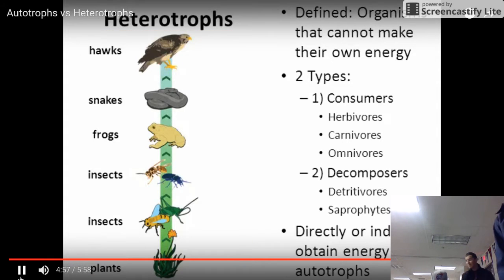So whether the heterotroph feeds directly on plants or indirectly, for instance, the frog gets its energy indirectly from the plant because the frog would eat the insect, which ate another insect, which ate a plant. So all life, directly or indirectly, relies on autotrophs for energy. So that's it. That's really the end of this video, but please stay tuned.